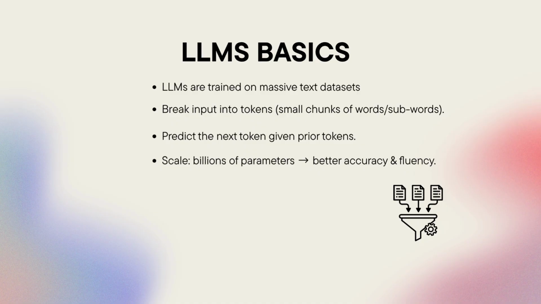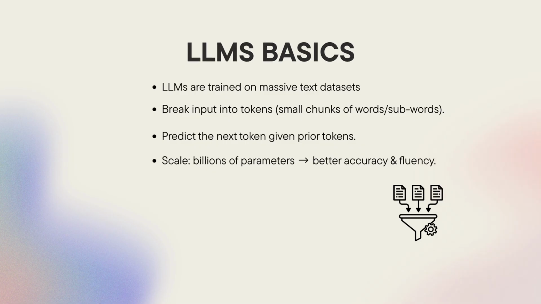For example, if the model sees the words machine and learning, it predicts that the next token could be model or algorithm. Scale matters here. Today's LLMs have billions of parameters, meaning they've learned countless probability patterns, which is pretty incredible. Bigger models are usually more fluent, accurate, and flexible in responding to prompts. For your exam, remember, LLMs are not reasoning like humans. They're predicting the most likely next token based on training data. That distinction is critical.